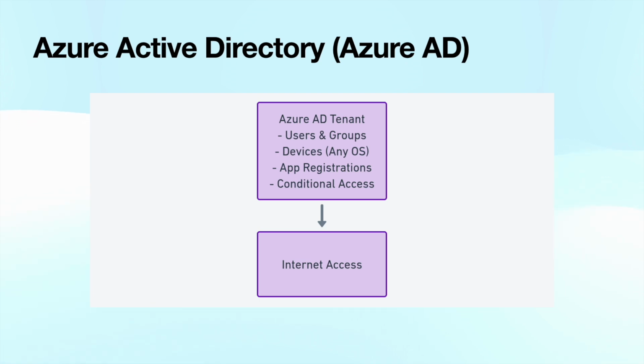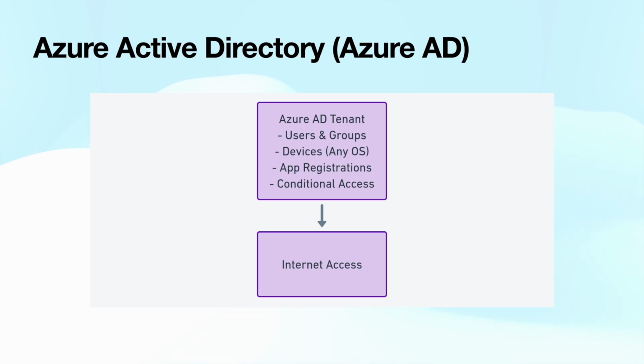So you see, it's all of your app registrations, conditional accesses, users and groups. It's under your Azure AD tenant. And it's public, so I've put an internet access box over there, not to be confused. So what is a tenant? Now we have talked about Azure Active Directory. Now let's talk about the tenant.